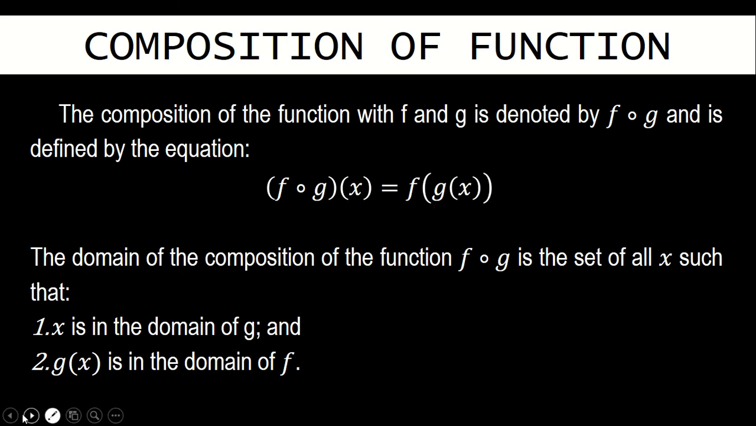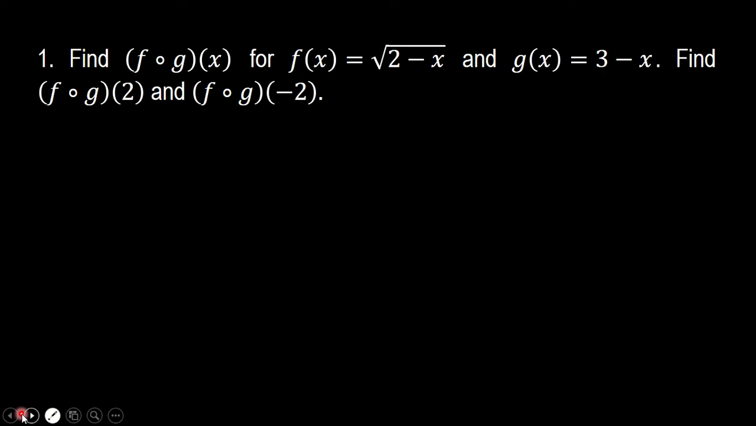So let's try to apply this in this example. Find f of g of x for f of x is equal to the square root of 2 minus x and g of x is equal to 3 minus x. Let's find f of g of 2 and f of g of negative 2. So first off, let's try to identify the composition of function f of g of x.